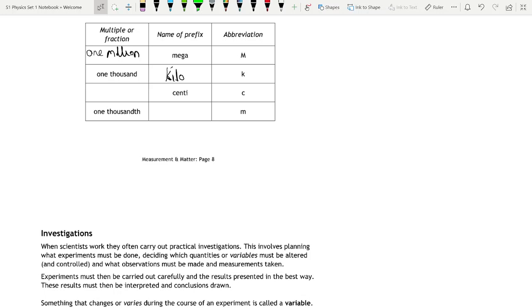Okay, so centi, we've all heard of centimeters. It's 100th, with a th on the end because it's actually 100 times smaller rather than 100 times bigger. So we write it like this, 100th. So there are 100 centimeters in a meter. So a centimeter is smaller than a meter.